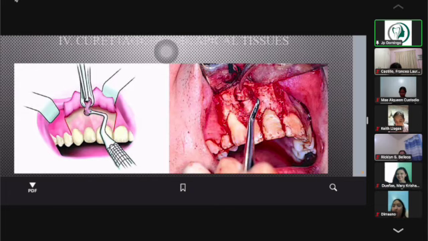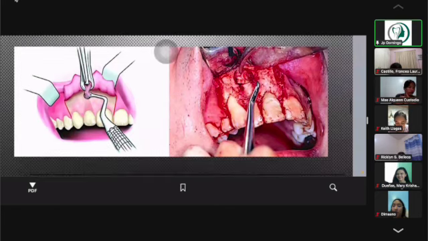Okay, here comes now the apicoectomy or the apical surgery, the root end resection, the root end surgery. It means it is the cutting or the resection or the amputation of the apical portion of the root, around 3 to 4 millimeters. So what do we use here?